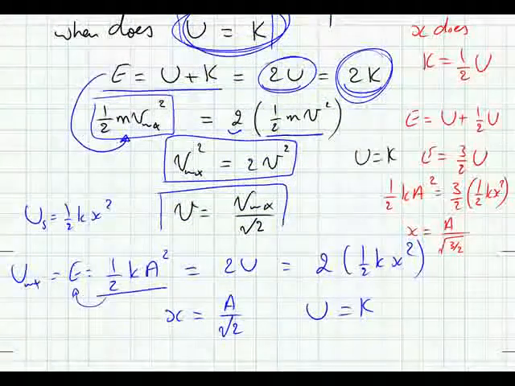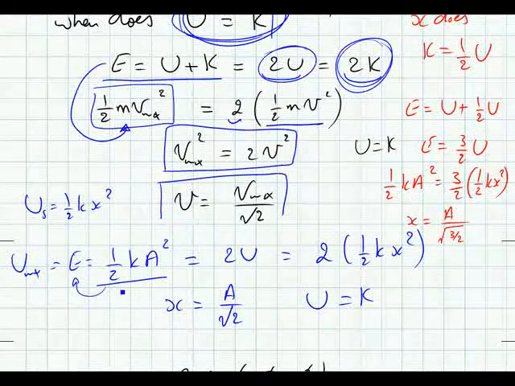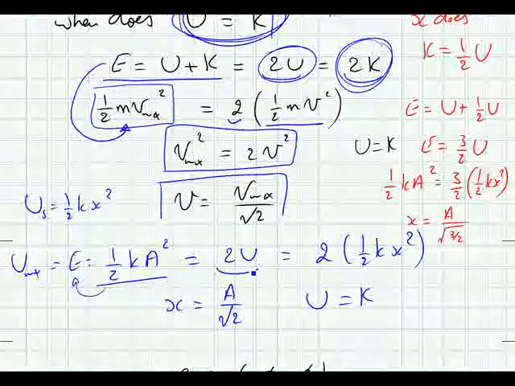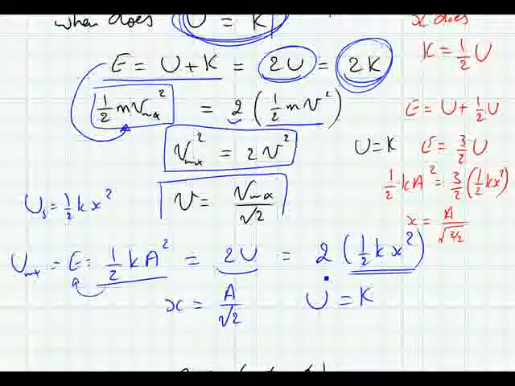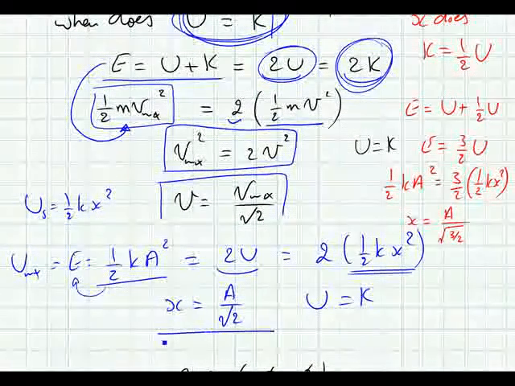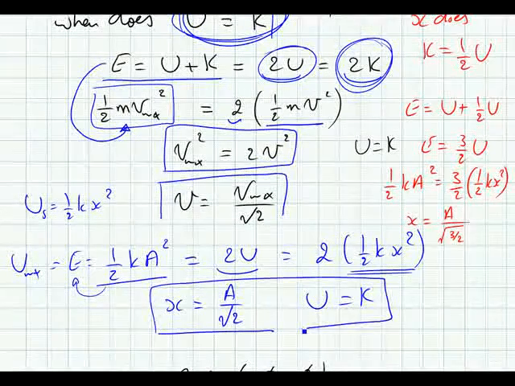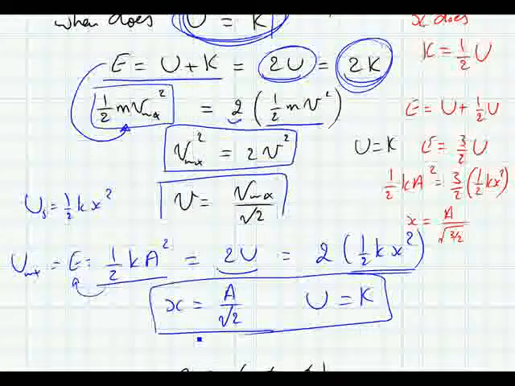So what we have is 1/2 k a squared is equal to 2U, where U is 1/2 k x squared. And so you can see that at x equal to amplitude over root 2, the kinetic energy equals the potential energy.